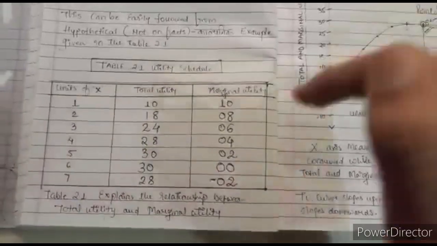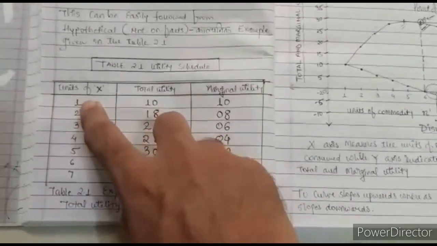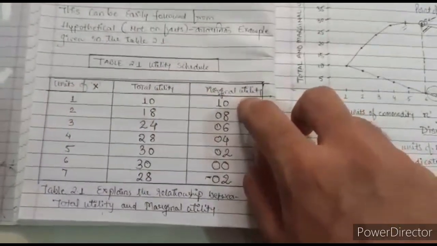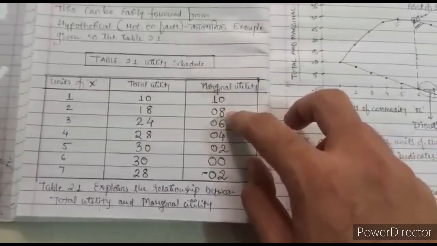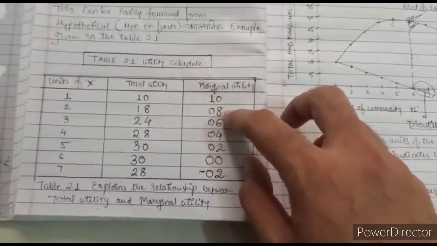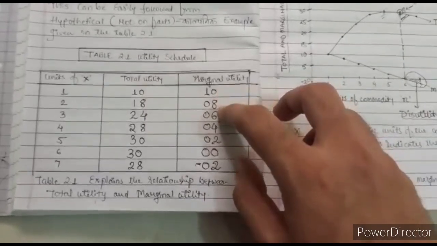So if you become a consumer and eat the first mango, you will get 10 utility, and you will eat that mango with full interest. But the second mango, definitely you will not get full interest in. You will not enjoy it as compared to the first one. So your marginal utility will definitely fall down. We are assuming that marginal utility falls by 2.